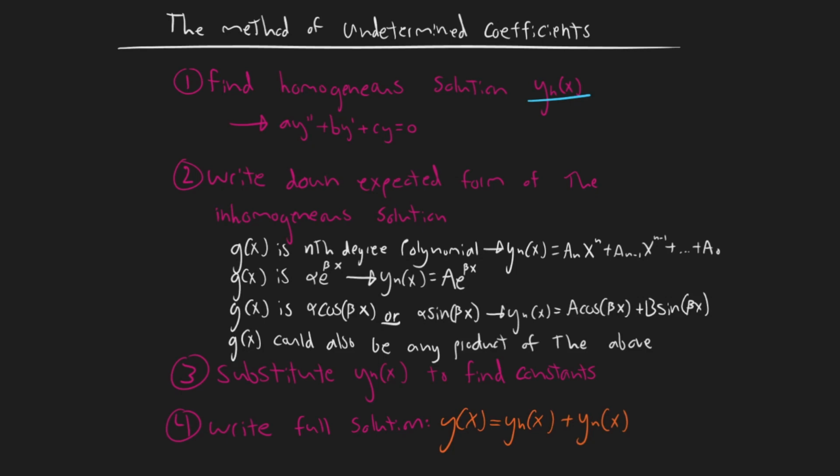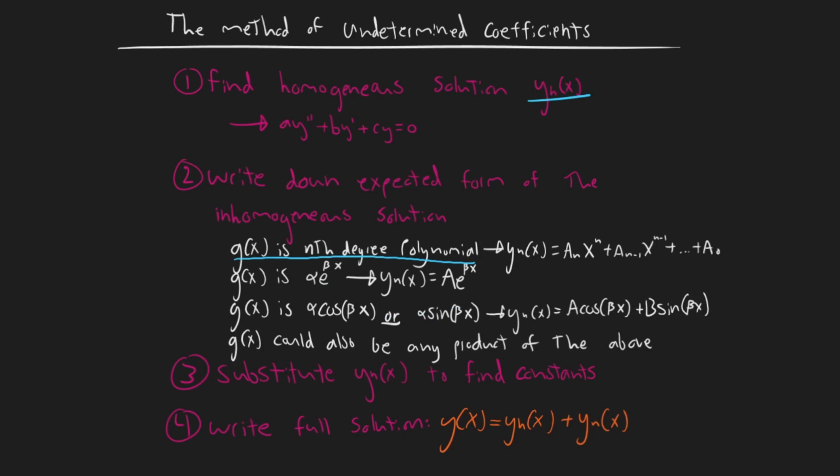And so in today's video, we're going to be focusing on when g of x is an nth degree polynomial. But this is just a little key here to show you what your expected solution should look like based off of what your g of x looks like. So I'll go through a little bit about what this means. And even though I'm going to be focusing only on the nth degree polynomial version in this video, the next video will be when it's an exponential, and then the one after that will be when it's cosine or sine. So look out for those if they're out.